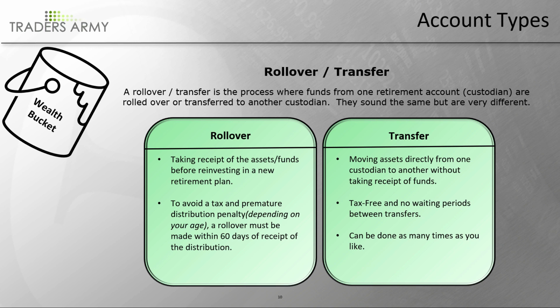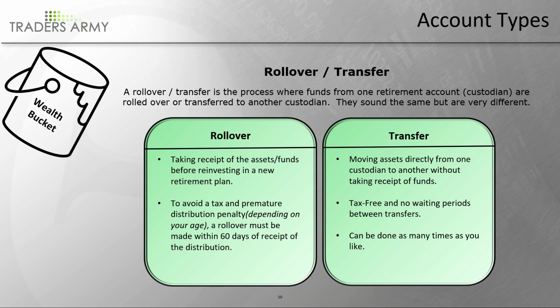When you do a rollover, you actually take receipt of the assets or of those funds before reinvesting in a new retirement plan. So in a rollover, you're going to take receipt of those funds before. So your custodian will actually write a check to you in the amount that you want to roll over. Now, it's going to be very important that you have to find a new broker or a new custodian within 60 days of receipt of the distribution.